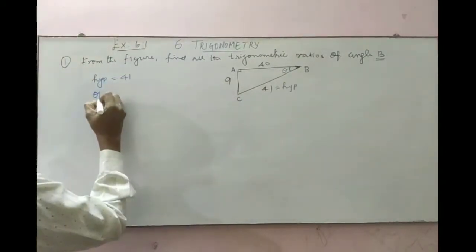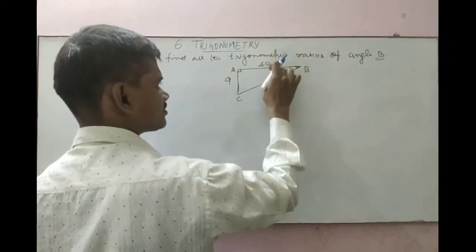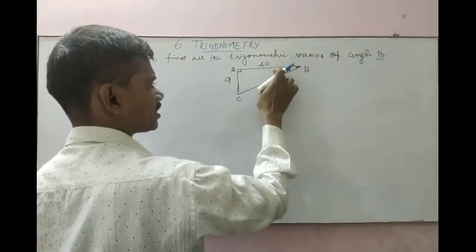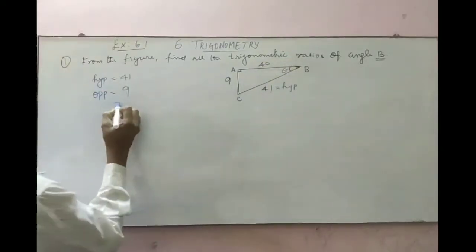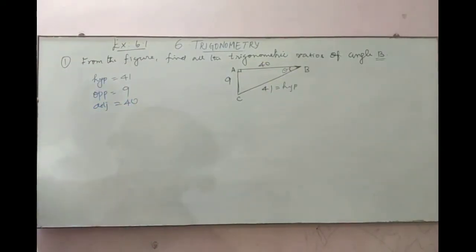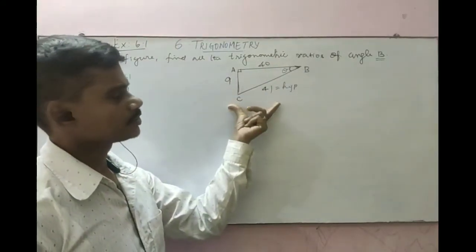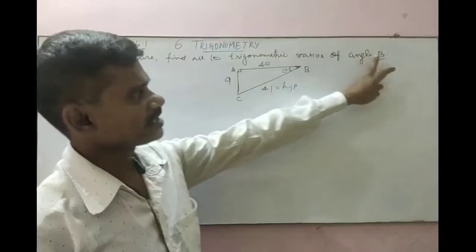So opposite side is equal to 9. Then the side which is adjacent to the theta, the side next to the angle, is the adjacent side. So adjacent side is 40. So first you have to name the three sides. Understood? First, look at what this angle is.